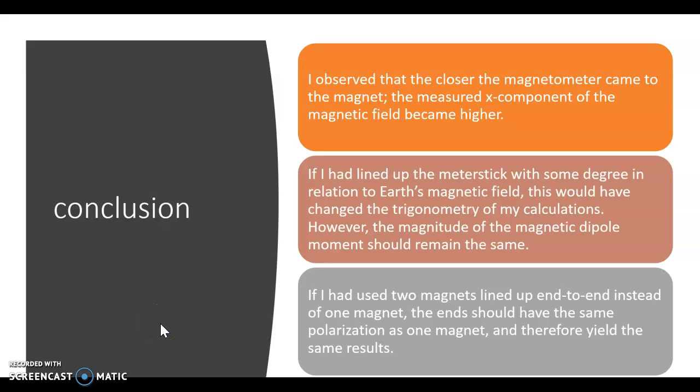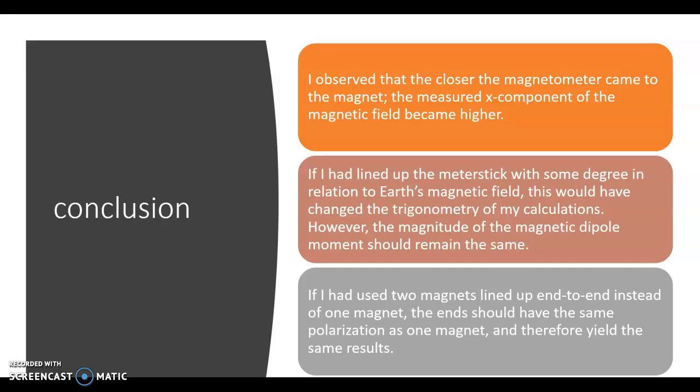And so some concluding thoughts and observations are that I observed that as the magnetometer on my phone became closer to the magnet, the measured x component of the magnetic field became higher, representing the higher magnetic field with a lower distance, which is why r is in the denominator for the equation.